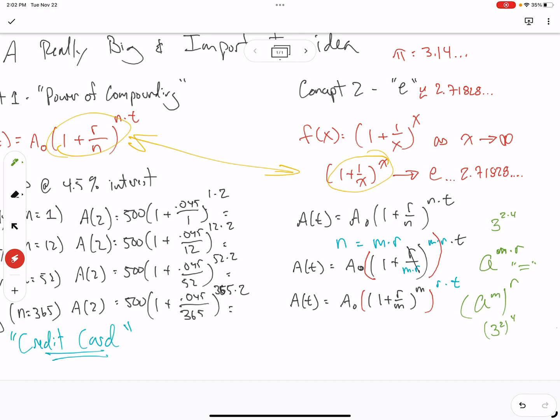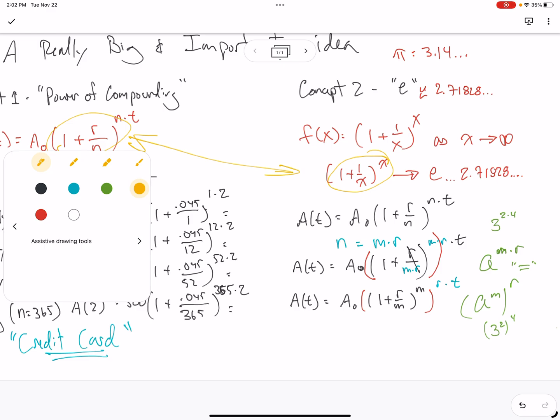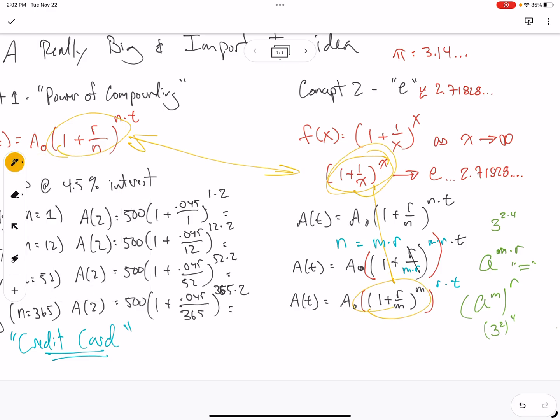Now, here's the key. You can see, and I'll pick yellow, how this right here looks exactly like that expression, which is the same thing as e. So in other words, as m approaches infinity, as m gets really large, this whole thing gets close to e. So I'm going to now rewrite it as A of t is equal to A naught times e, and then notice, I'll keep it in blue, rate times time. Okay?